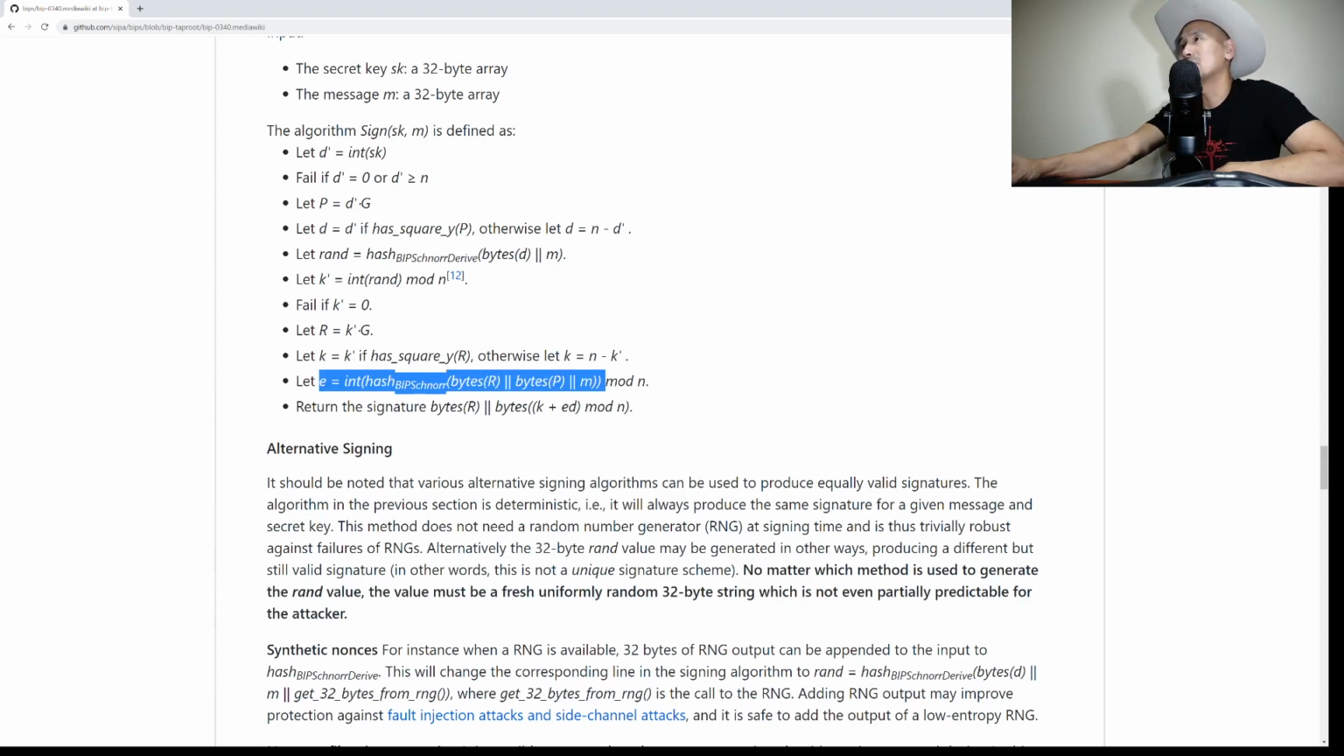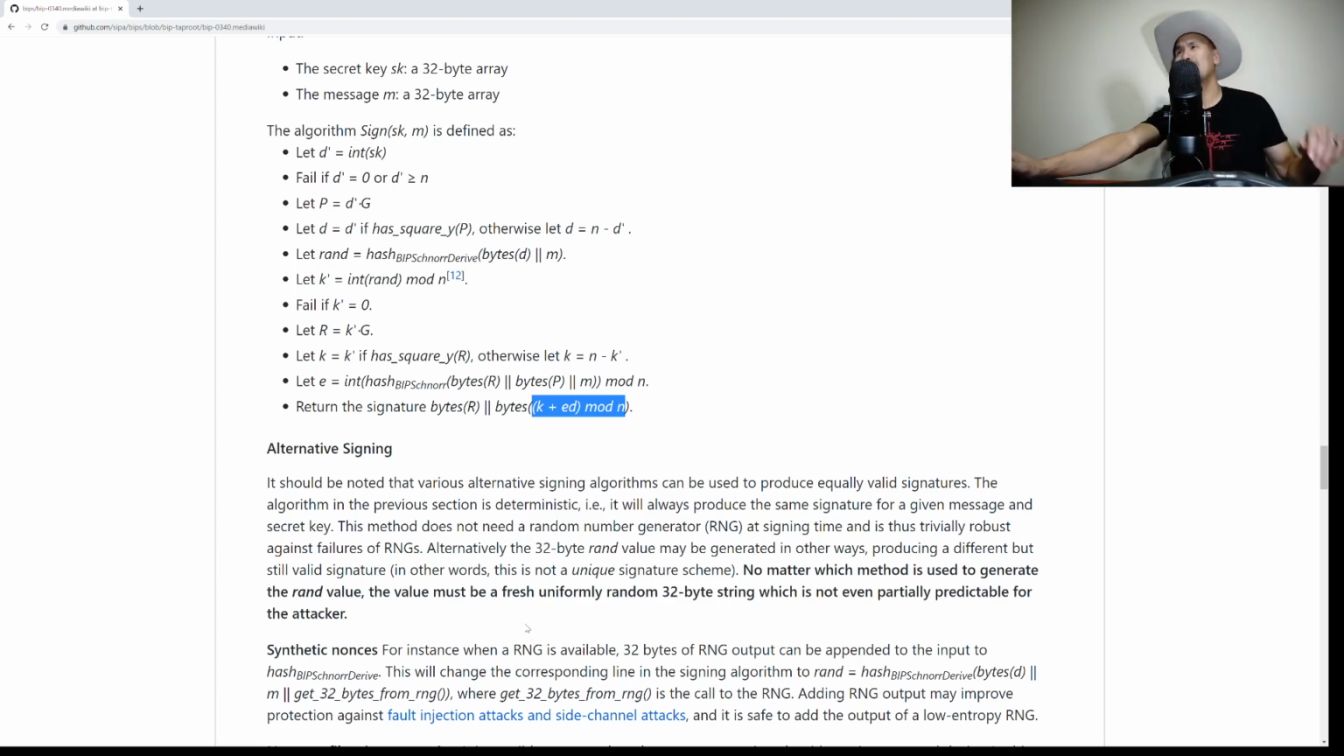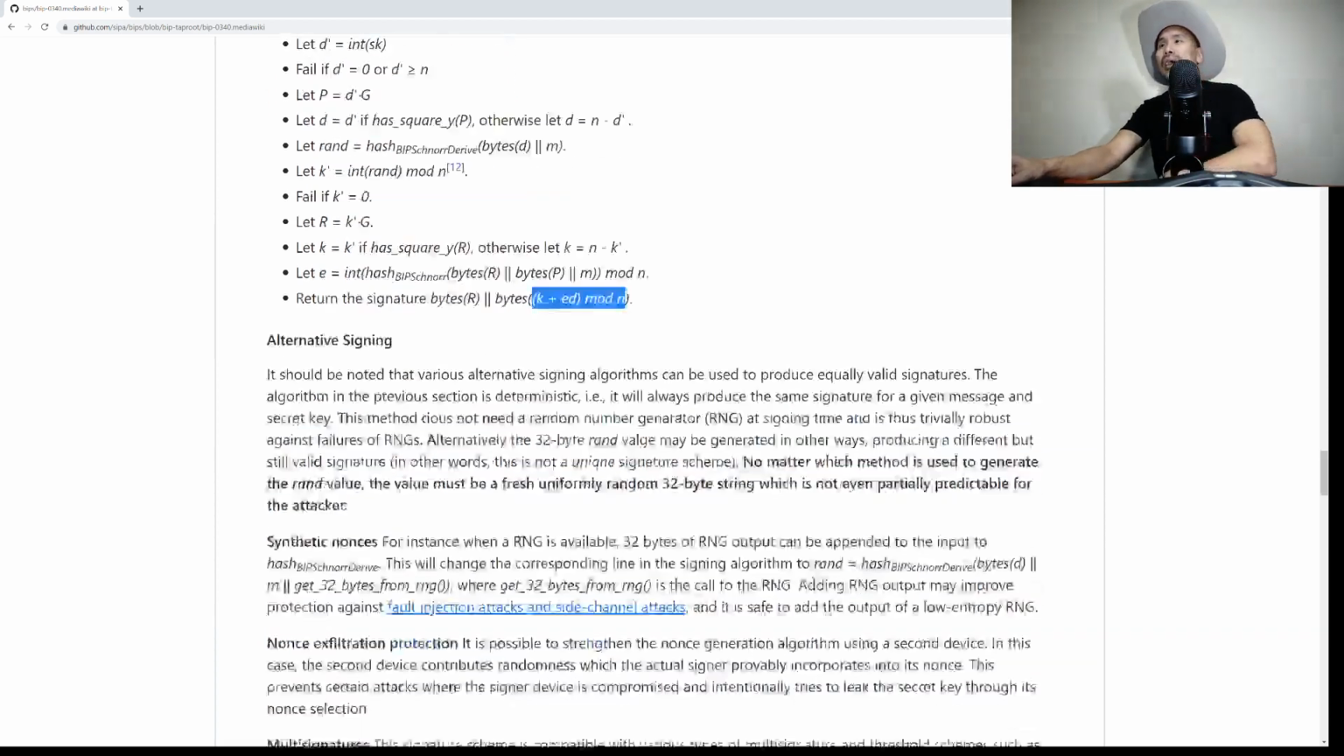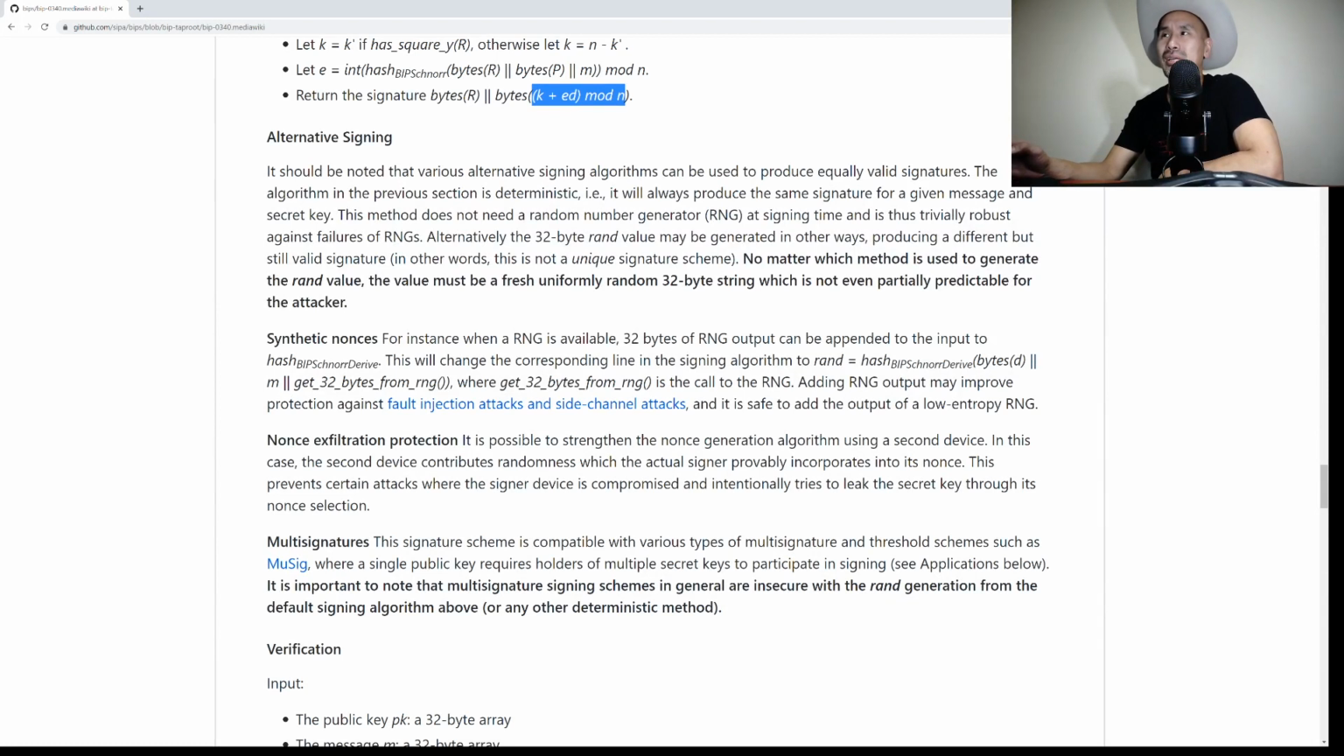Let e equal the integer, mod n, okay. And return the signature of the bytes R, and bytes(k plus e d mod n), and that's our s here, k plus e d mod n. Okay, great. So looks like deterministic k is sort of baked in there, which is great for security because you don't have to rely on a random number generator in order to create a signature, which many wallets have failed in, and this caused funds to be stolen and so on.